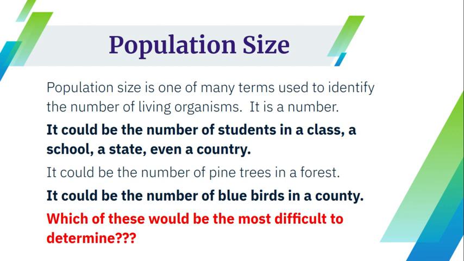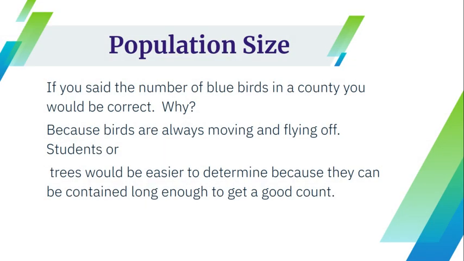Population size is one of many terms used to identify the number of living organisms. It is a number. It could be the number of students in a class, a school, a state, even a country. It could be the number of pine trees in a forest. It could be the number of bluebirds in a county. Which of these would be the most difficult to determine? If you said the number of bluebirds in a county, you would be correct.